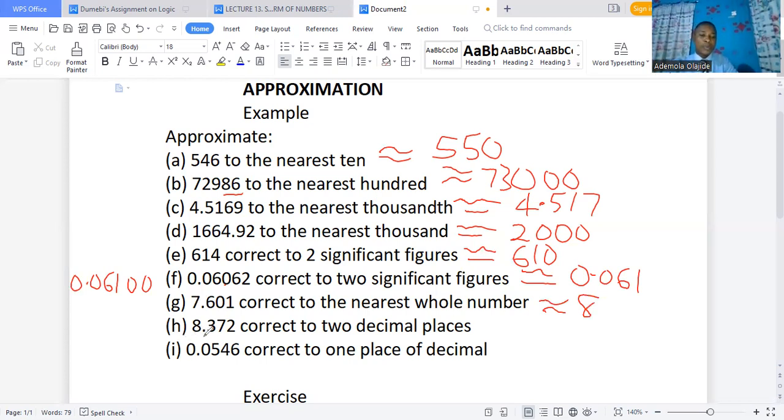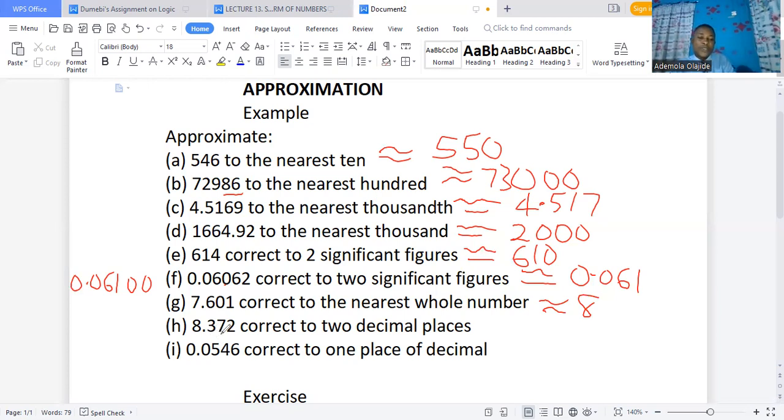For this one, 8.372, correct to 2 decimal places. Decimal places means you start counting after the decimal point. So after this decimal point here, we count 1, 2, and whatever you can count there, whether it is a 0 digit or a non-zero digit, you count it. So far as it comes after the decimal point, you just count. That has nothing to do with significant figures. So for decimal places, we take 2 digits after the decimal.